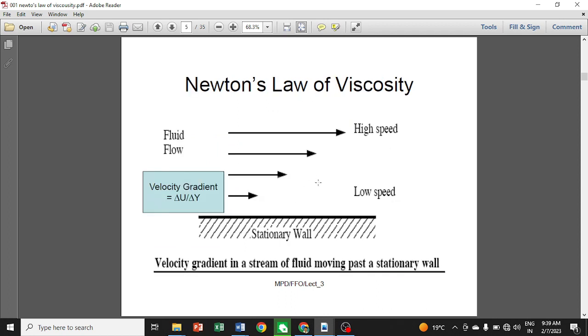You can also draw this diagram. This diagram shows layer speed. A big arrow means large speed of the layer.